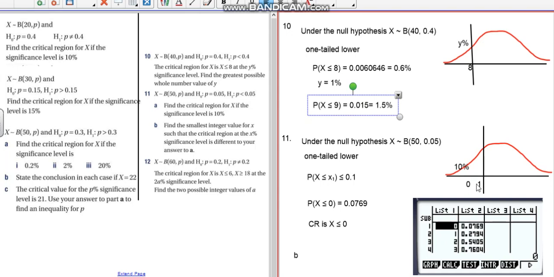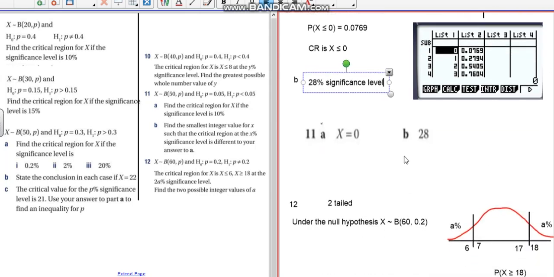If 1 is in the critical region, what is the significance level? So we need to look at the probability of being less than or equal to 1, which is 0.2794. So the percentage level that would include 1 would be 28%. So it would have to be a 28% significance level if 1 was going to be my critical value.